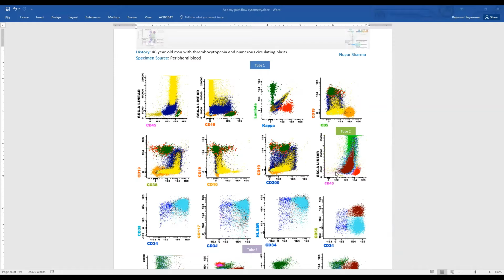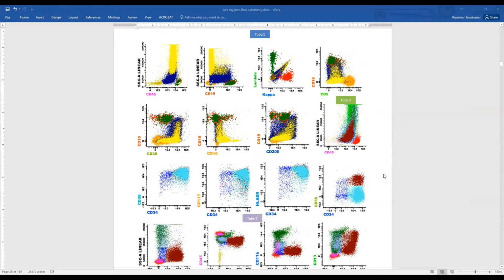Now, when we go to the next gate, again we have a CD45 versus side scatter plot. Here, the lymphocytes are painted red. We again see the absence of monocytes. Here, the blasts are painted in maroon and aqua, and we'll see where these two colors are coming from. And the granulocytes are here in green.